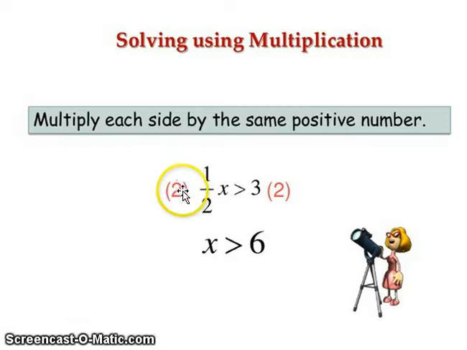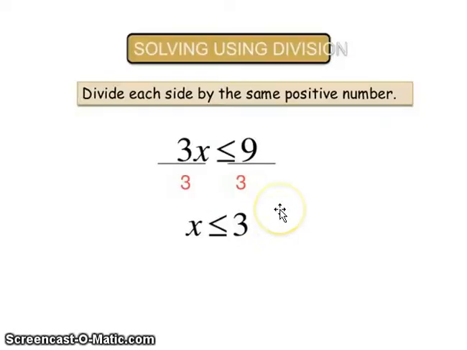So if we multiply by 2 on this side, the 2s are going to cancel out, because what would happen here is 2 times 1 will give you 2, 2 divided by 2 gives you 1. So that is just the same as having an x there. So whatever we do to the left side, we must do to the right side. So if we multiply this side by 2, we must multiply this side by 2. And 3 times 2 gives us 6.